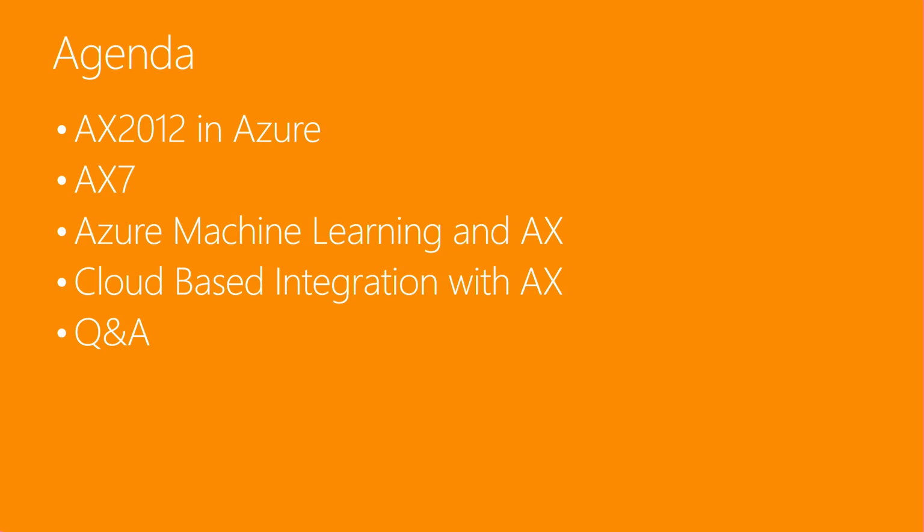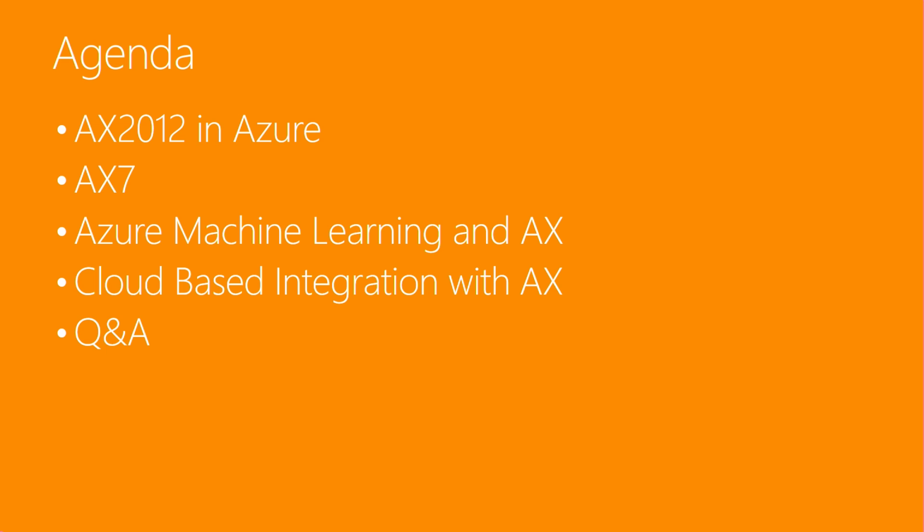After we talk about how we take advantage of Azure in 2012, we're going to move on to AX7, how we take it to the next level and release the real power of Azure. And then we're going to talk about Azure Machine Learning. Obviously, we have to hit all the buzzwords, but in this case, it's a real-life story about how one of our customers took advantage of Azure Machine Learning and integrated it into Dynamics X.